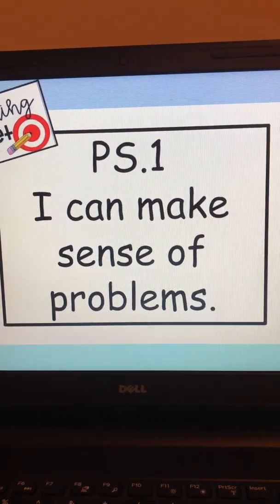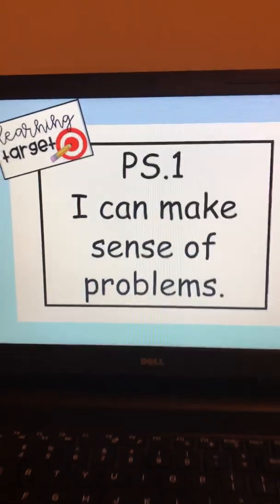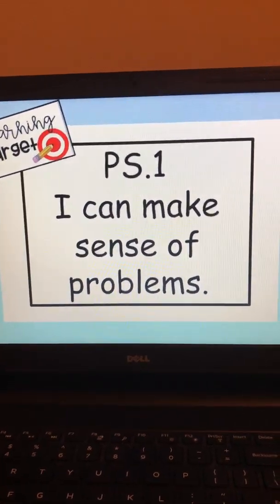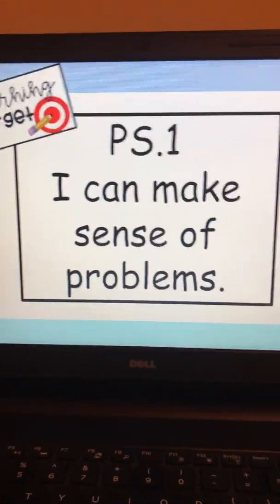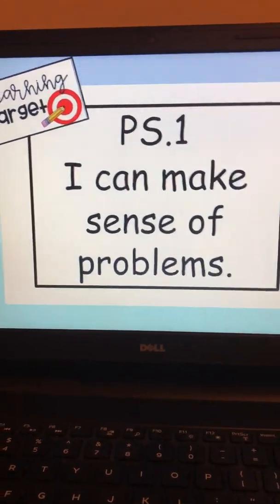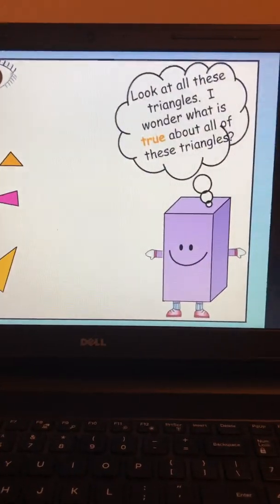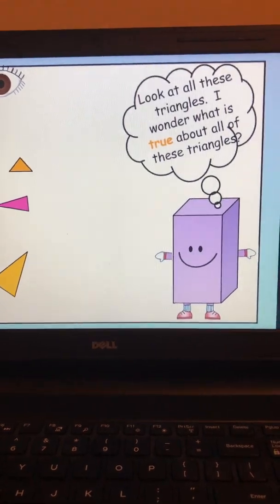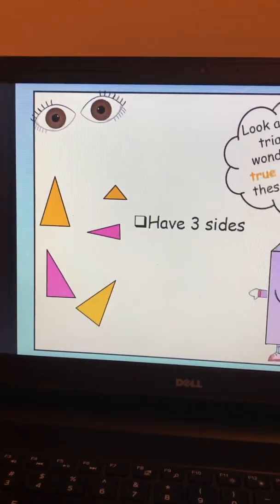Today's going to be our last lesson on our unit on shapes, and the goal is I can make sense of problems. This is going to look similar to one we did earlier, so this is just kind of review. Look at all these triangles. I wonder what is true about all these triangles.